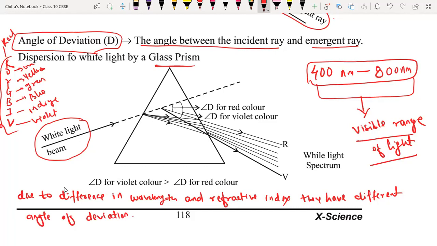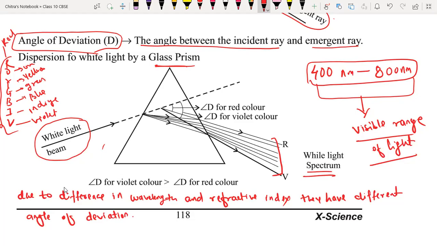Yes, that's why all the 7 component colors of white light have different angles of deviation, so they appear different, in the form of a spectrum. They appear as different colors in the form of a spectrum. So this phenomenon is nothing but the dispersion of light.